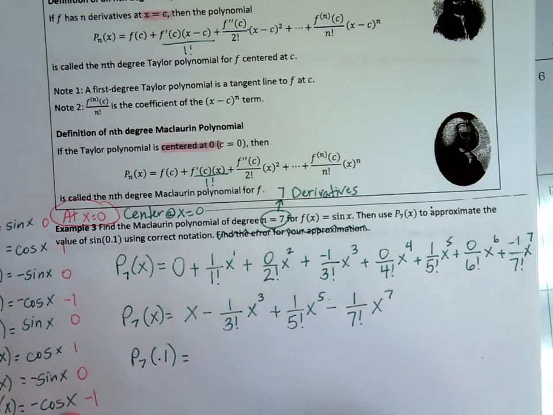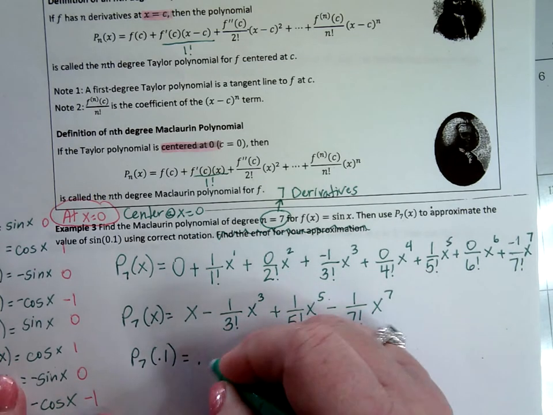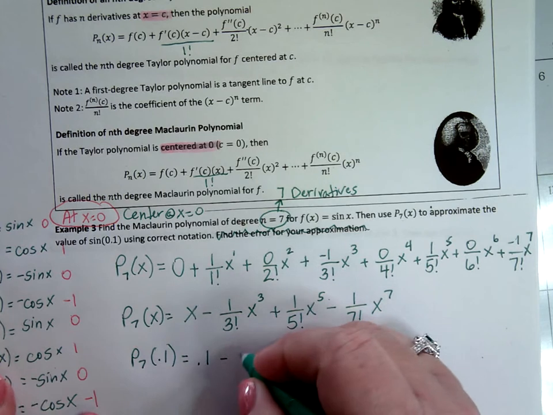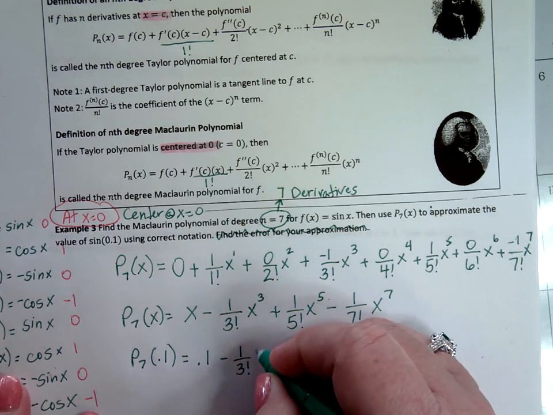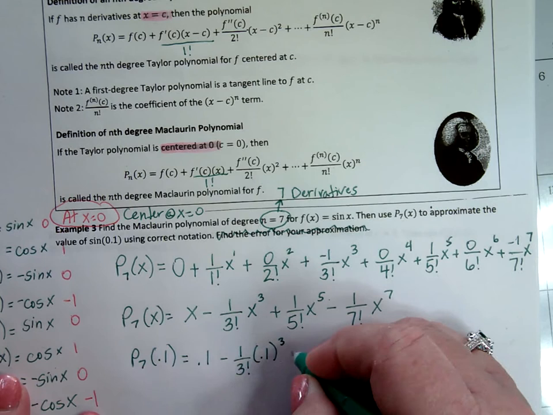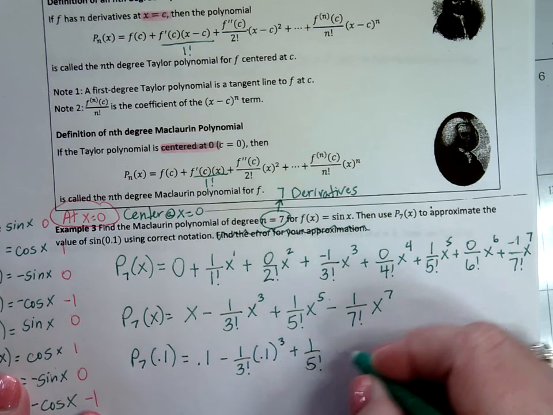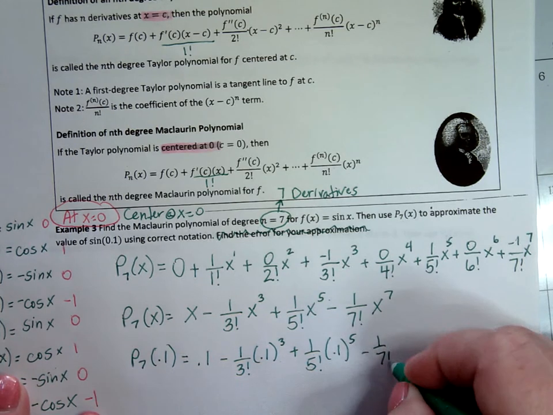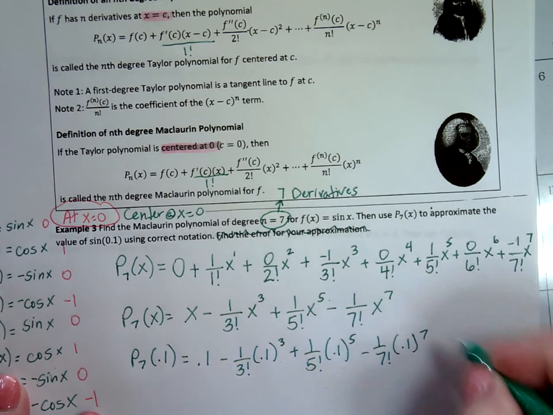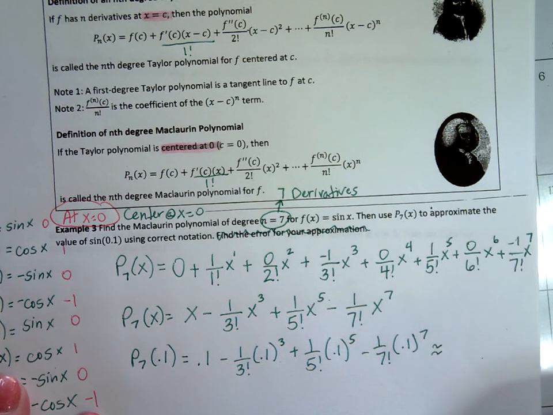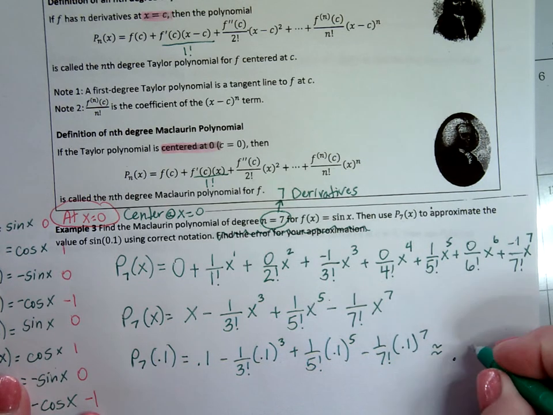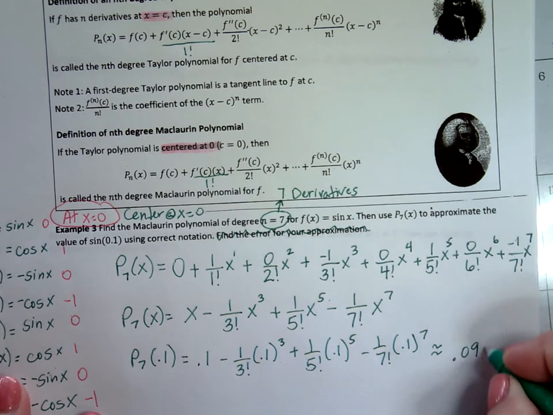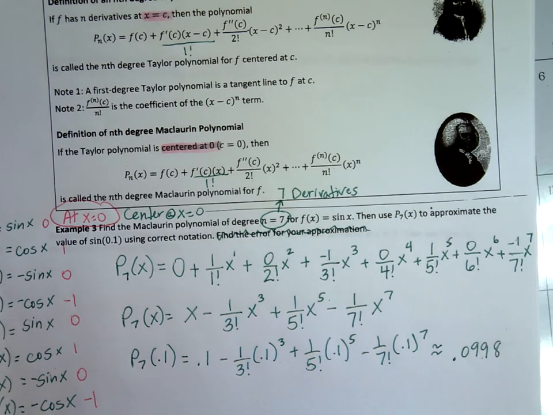So what do I do? I go to my calculator and I say, all right, 0.1 minus 1 over 3 factorial times 0.1 cubed, plus 1 over 5 factorial, 0.1 to the 5th, minus 1 over 7 factorial, 0.1 to the 7th. And I go to my calculator and I say, happy calculator, what does this come out to be? For the sake of our time, I know you know how to put things in calculators. You should get a value somewhere close to 0.0998. And there it is. You just generated a polynomial.